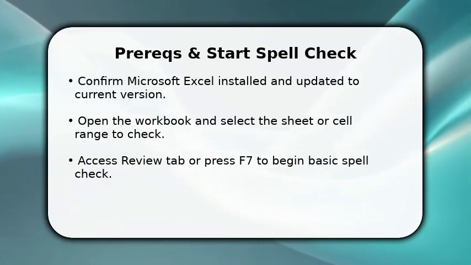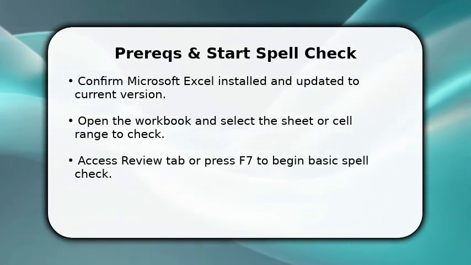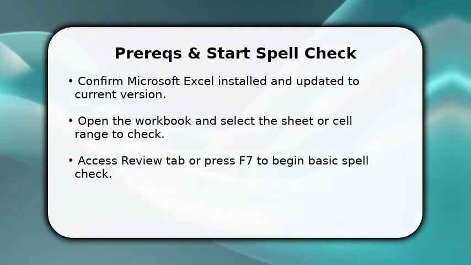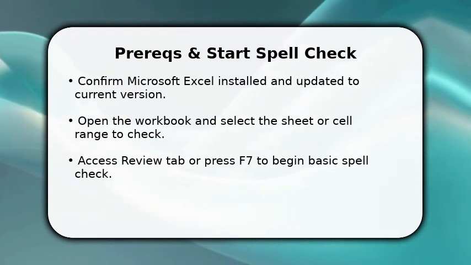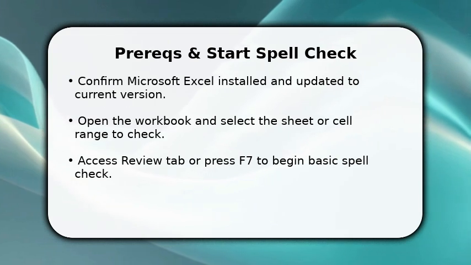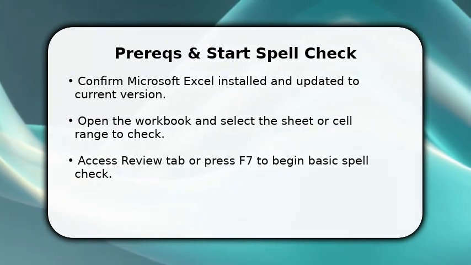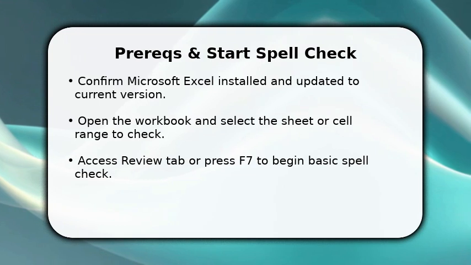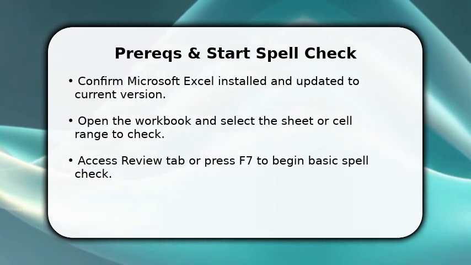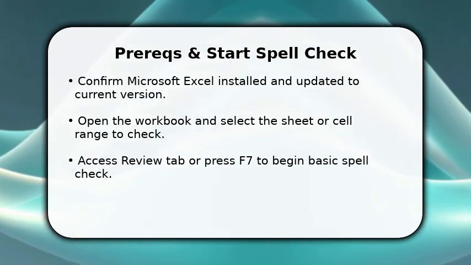You need Excel updated and the workbook open. Once done, select the cells or the whole sheet you want to check. Next, go to the Review tab and choose Spelling, or simply press F7 for the quick path. This kicks off Excel's built-in spell checker, which compares words to the dictionary and suggests corrections. Make sure automatic proofing features are enabled, otherwise you'll only run manual checks and miss real-time suggestions.